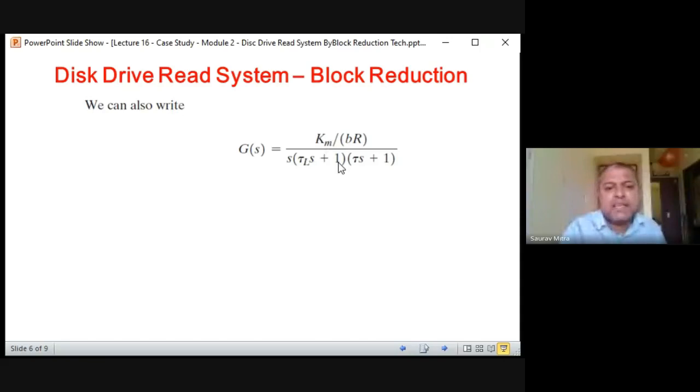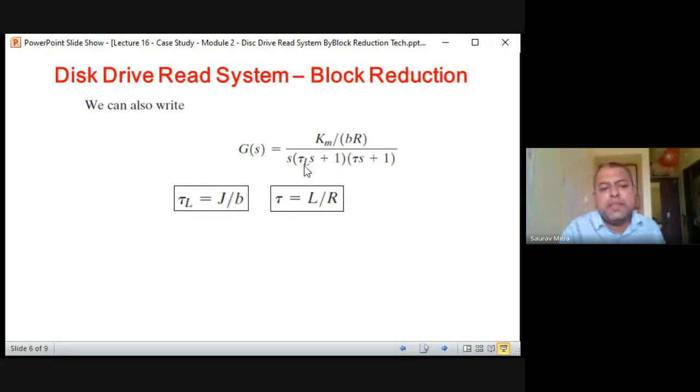So from here I have taken one case R outside, one case B outside. So what we have found is tau L is equal to J by B. Okay, so here it was Js plus B. So take this B outside, and this was Ls plus R. So take this R outside. Now tau L is equal to J by B and tau is equal to L by R. So there are actually two systems. One is the mechanical, whose time constant is given by tau L, and there is another electrical system whose time constant is given by L by R.